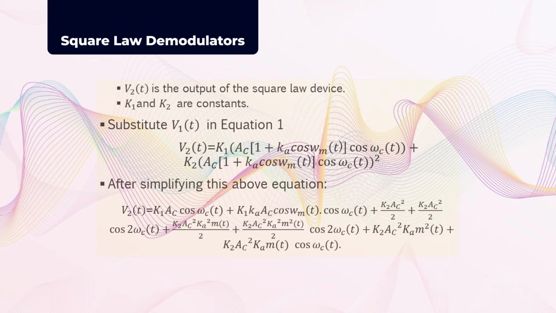After expanding this above equation, we will get V2(t) is equal to K1 into Ac cos ωct plus K1 into Ka Ac cos ωmt into cos ωct plus K2 into Ac square by 2 plus K2 into Ac square by 2 cos 2ωct plus K2 Ac square into Ka square m(t) whole divided by 2 plus K2 Ac square Ka square m square(t) whole divided by 2 cos 2ωct plus K2 Ac square Ka m square(t) plus K2 Ac square Ka m(t) cos ωct.